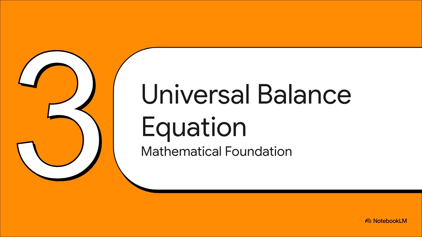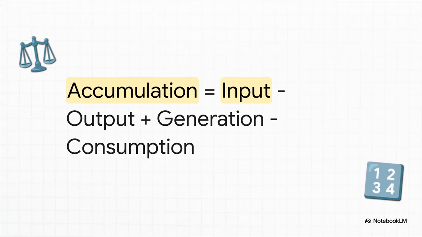All right, so we have our visual blueprint. But to make it truly useful, we need the math to back it up and quantify what's flowing through those pipes. This brings us to the single most important law that underpins all of process engineering, the conservation of mass. This is it, the general balance equation. It's basically a universal accounting tool.